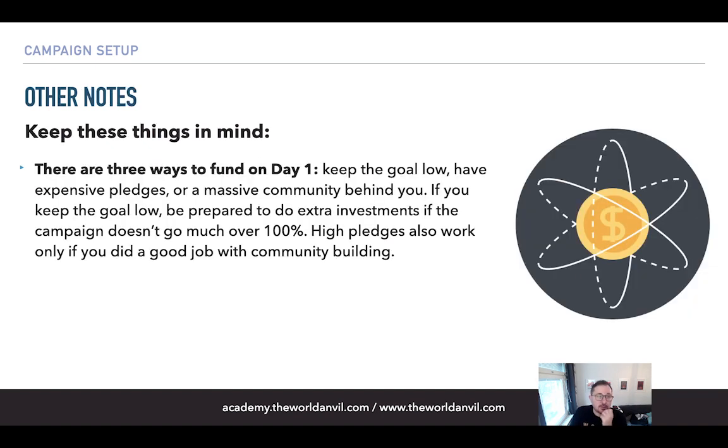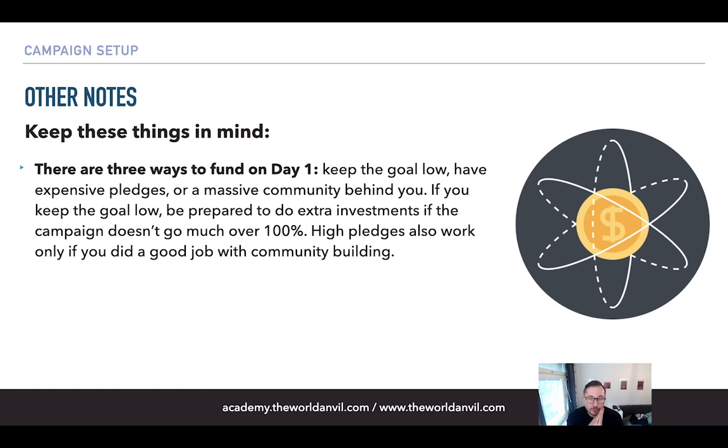And another thing you should remember is that there are 3 ways basically to fund on the first day. One, we discussed it, is to keep your goal low. The second one is that you have expensive pledges, so every backer that you gain is actually adding quite a lot of funds to the campaign. And the third one is to have a massive community behind you. So even if they pledge less, there are going to be a lot more people doing that.